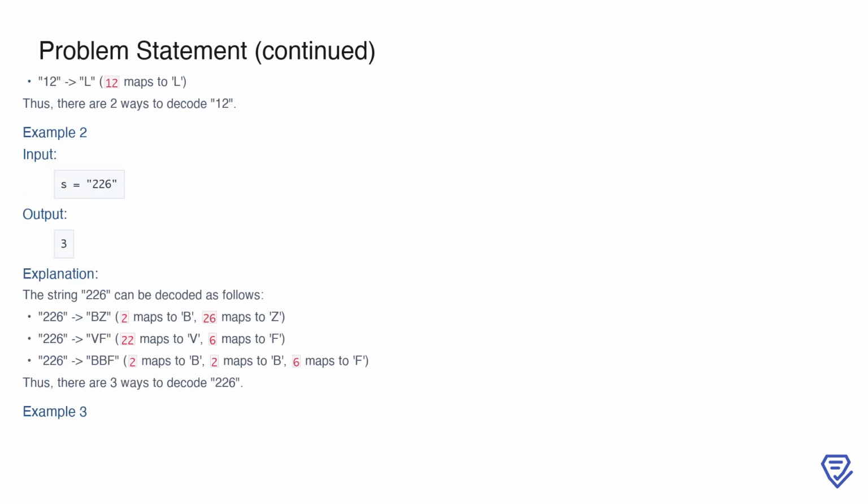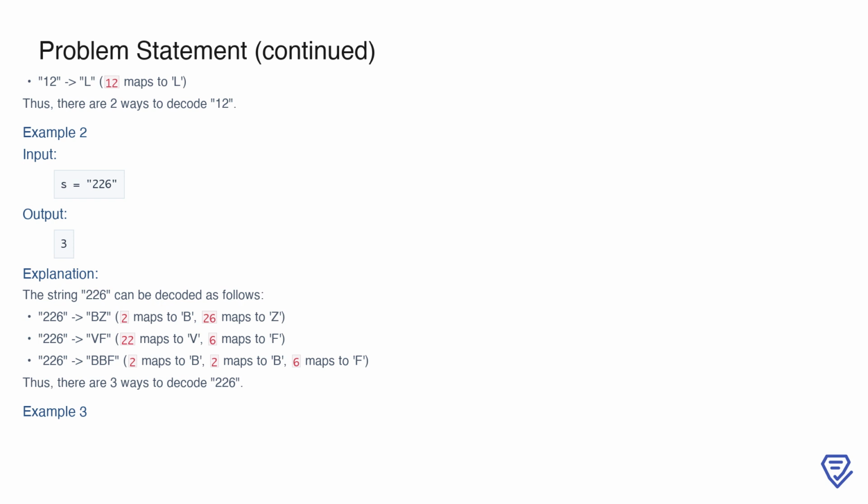To further illustrate, let's look at another example where the input string is S equals 226. Here, there are three valid ways to decode the string. First, by interpreting 2 as B, 2 as another B, and 6 as F, we get BBF. Second, we can group 22 together, which maps to V, and combine it with 6 mapped to F, resulting in VF. Lastly, we can interpret 2 as B and 26 as Z, giving us BZ. These combinations demonstrate how both single digits and pairs of digits can contribute to the total number of decoding options.